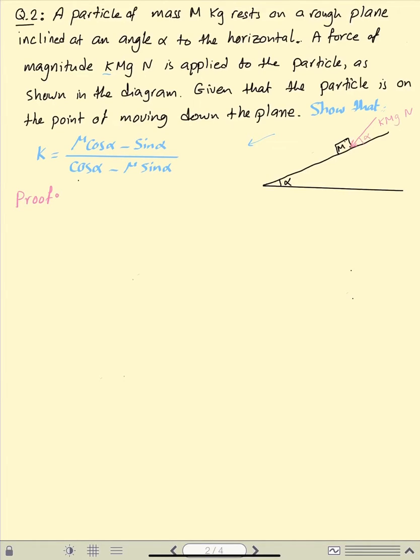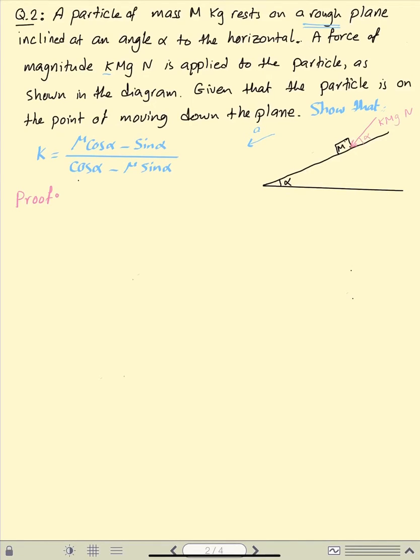Prove that k is equal to mu cosine alpha minus sine alpha over cosine alpha minus mu sine alpha. Mu, since the plane is rough, mu is the coefficient of friction that appears in this expression. Before we start proving or solving, we have to resolve the forces on the diagram. First, show the direction.